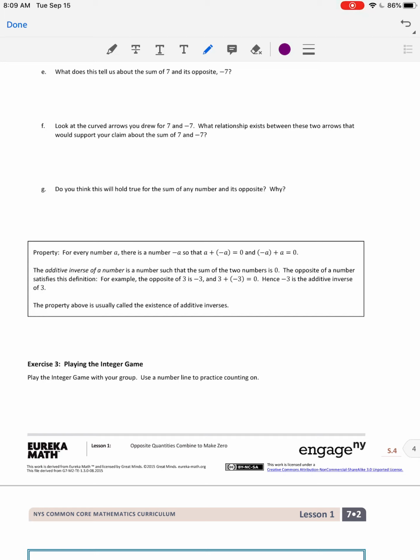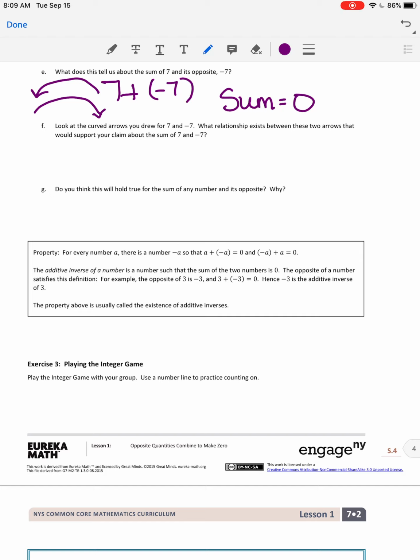What does this tell us about the sum of 7 and its opposite, -7? If I were to add 7 plus -7 on the number line, if I were to move right 7 and then back 7, where would that put me on the number line? Well, if you answered the sum would be 0, you're exactly right.